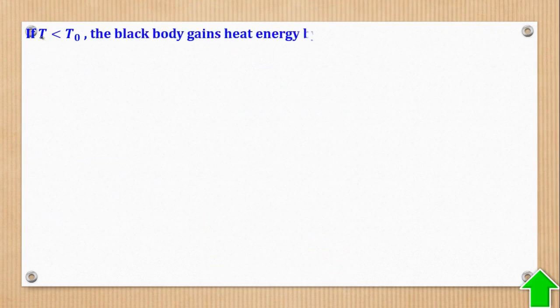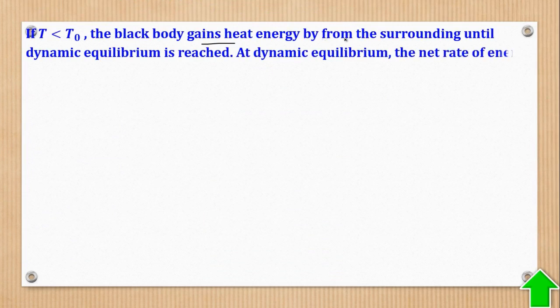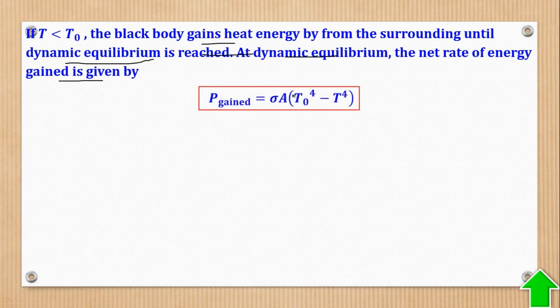So if T is less than T0, the black body gains heat energy from the surrounding until dynamic equilibrium is reached. And at dynamic equilibrium, the rate of energy gained is given by that. So then you realize that now we just interchange T0 minus T.